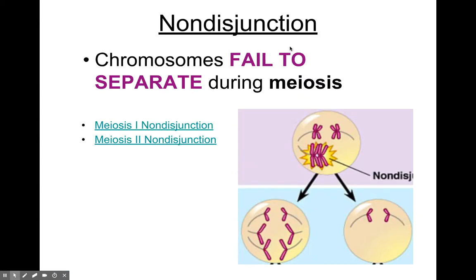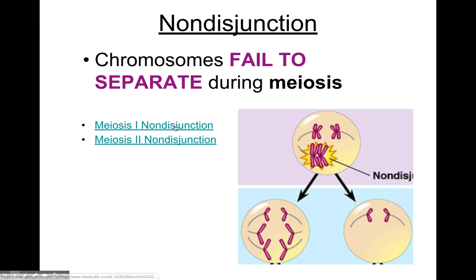All right, non-disjunction is the last of the 5. This is a huge, huge mutation. Basically, our chromosomes fail to separate during meiosis. So you remember in meiosis and mitosis, the chromosomes line up down the center line, and they get pulled to each side of the cell as it splits. This happens once in mitosis and twice in meiosis.